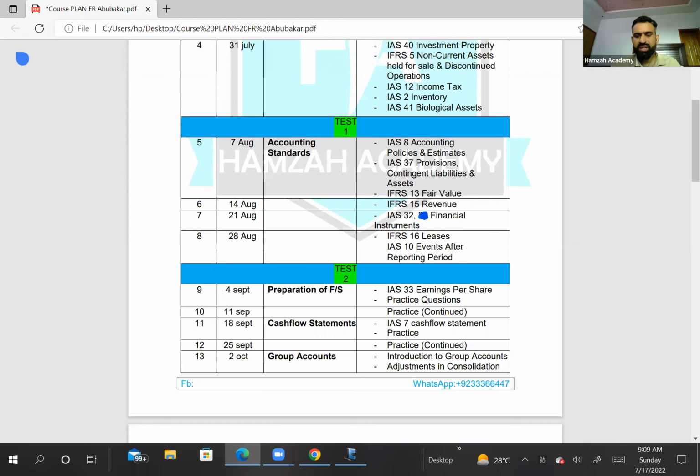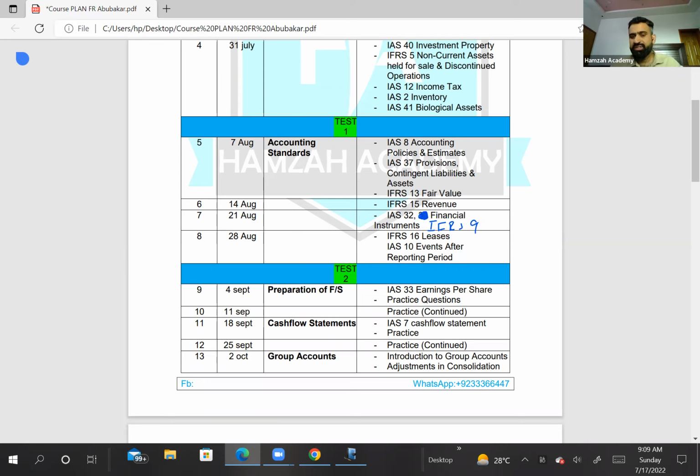It is not 39, it is IAS 32 and IFRS 9 on financial instruments. This is basically the topic related to financial instruments, like bank loans, trade payables, receivables, loan receivables, investment in equities. Okay, these are known as financial instruments. These things are covered in IAS 32 and IFRS 9.